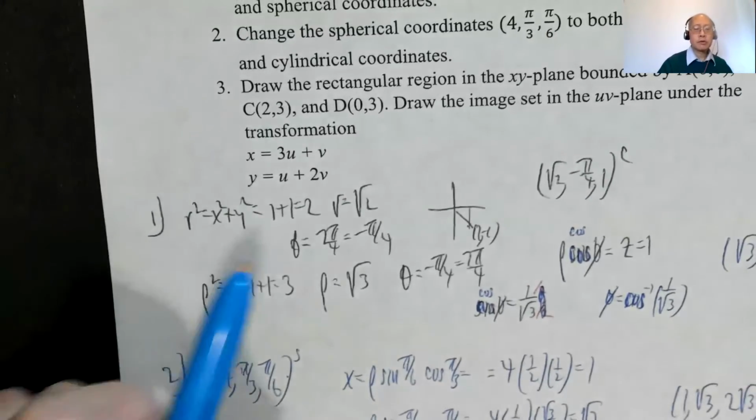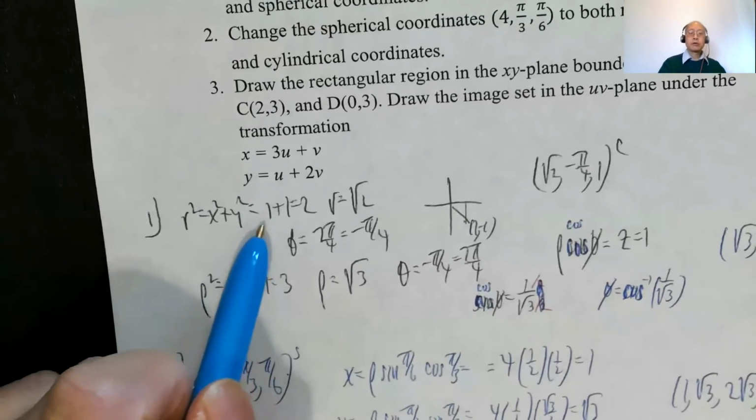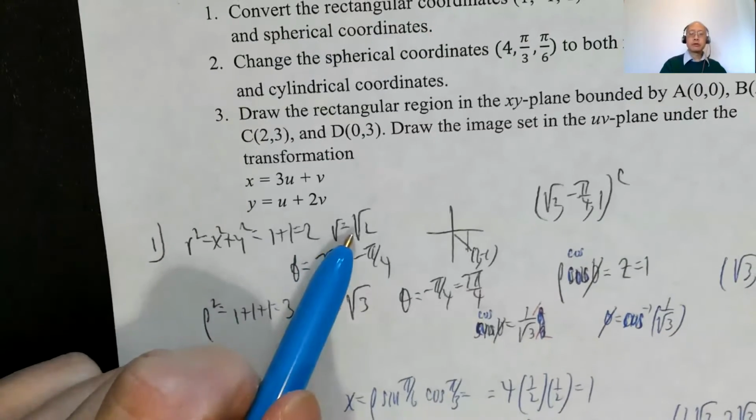Cylindrical, r squared equals x squared plus y squared, just like polar coordinates. So 1 plus 1 is 2. So r is radical 2.